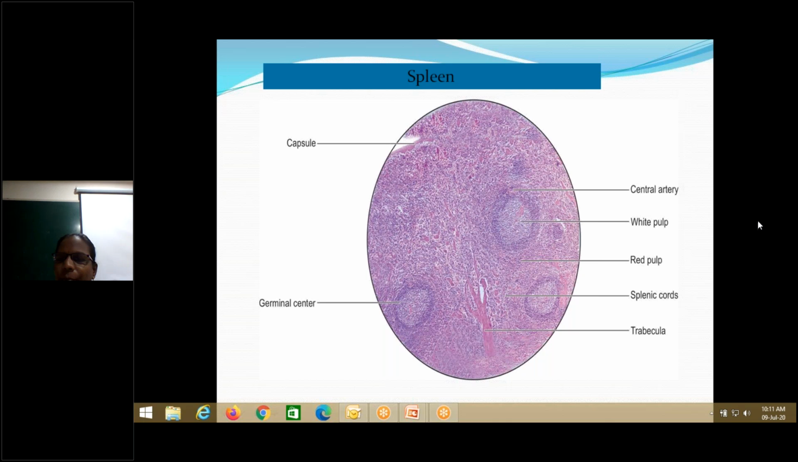Closed circulation. The white pulp contains closed type of circulation. In the red pulp, open type of circulation.